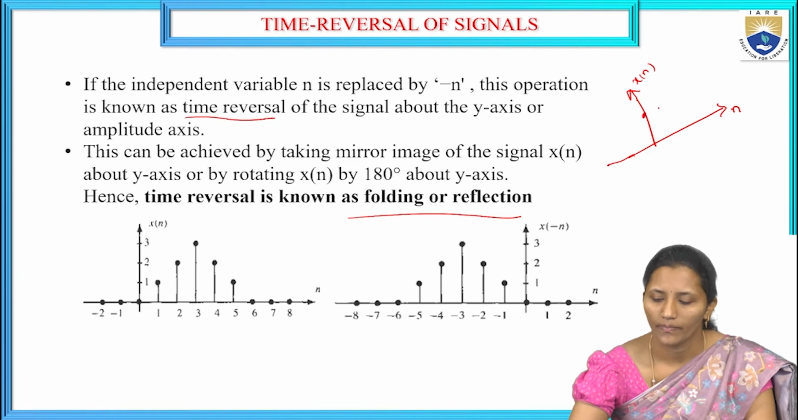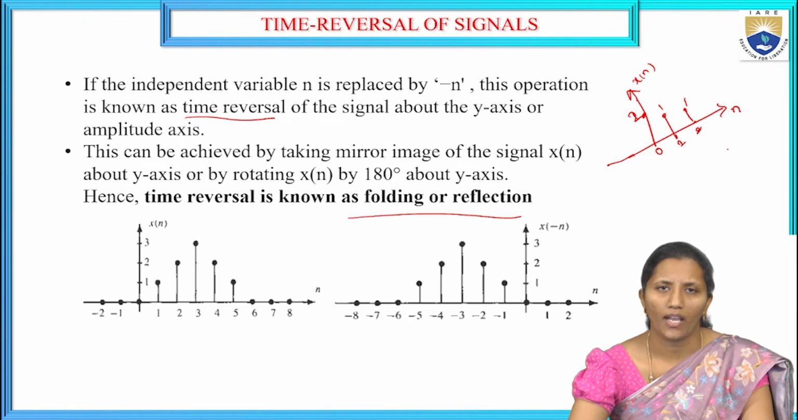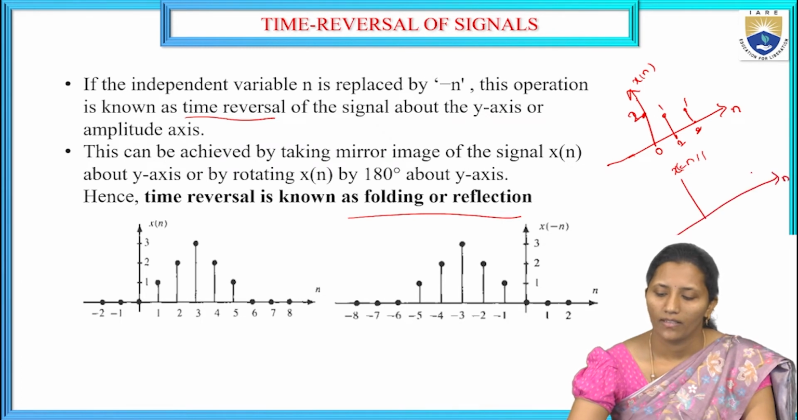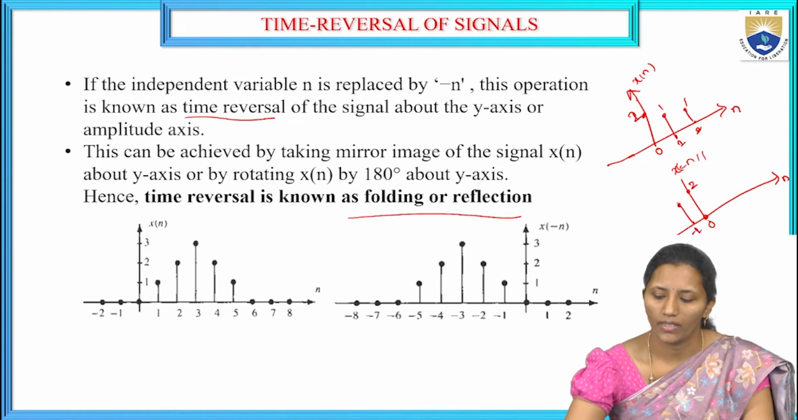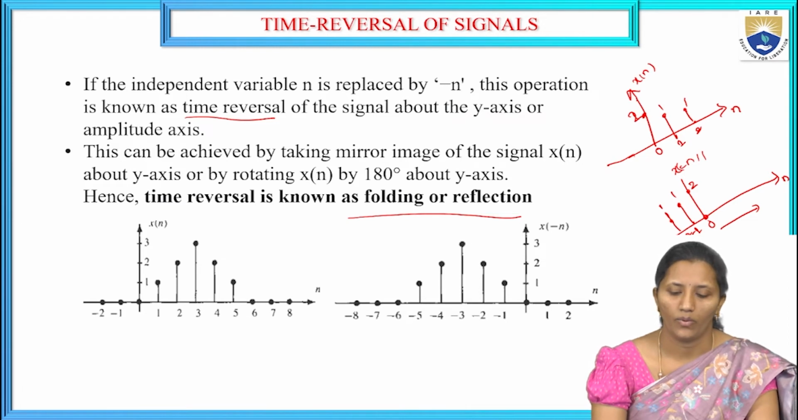Suppose we have the original signal 1, 2, 1: at n equal to 0 we have magnitude 1, at n equal to 1 we have magnitude 1, at 2 we have magnitude 1. Just by flipping or folding the original signal, we get the time reversal of the signal, that is, x of minus n. For n equal to 0, this is 2 only. For n equal to minus 1, it will be the mirror image, so 1, and for n equal to minus 2, you have 1. So, this is x of minus n. Just by rotating x of n by 180 degrees, we get the time reversal, or folding, or reflection of the signal.